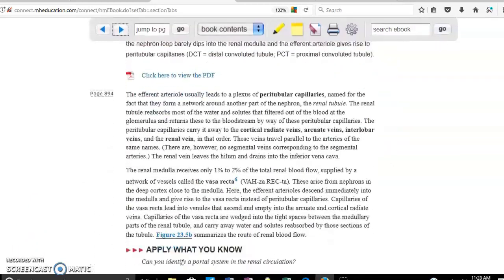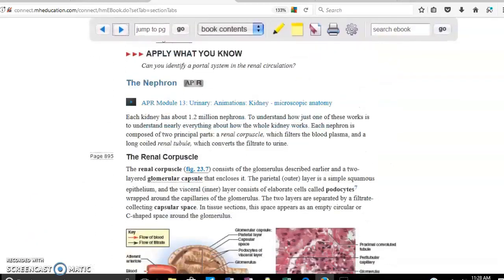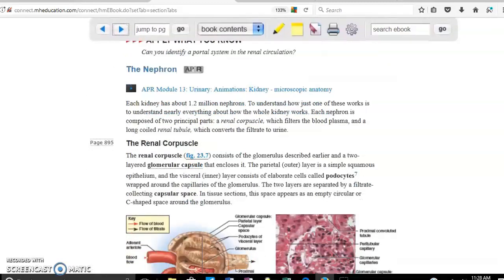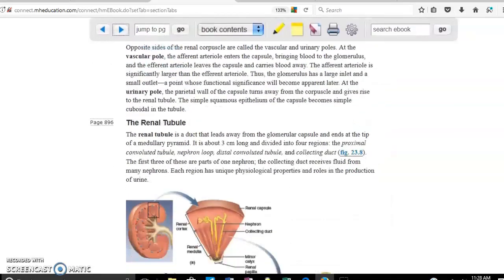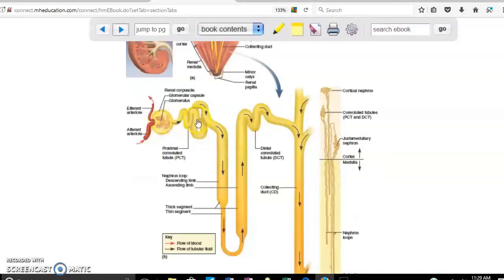So we scroll down, we have the nephron. We said that the nephron is going to be the glomerulus, proximal convoluted tubule, and distal convoluted tubule. The renal corpuscle is just this part, the glomerulus and the capsule. The renal tubule, this is the glomerulus, proximal convoluted tubule, loop of Henle going down and up, that's the loop, distal convoluted tubule, that's the nephron. Remember, this is the collecting duct, but collecting duct is not part of the nephron.